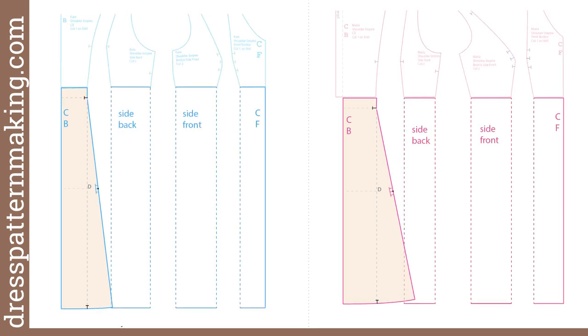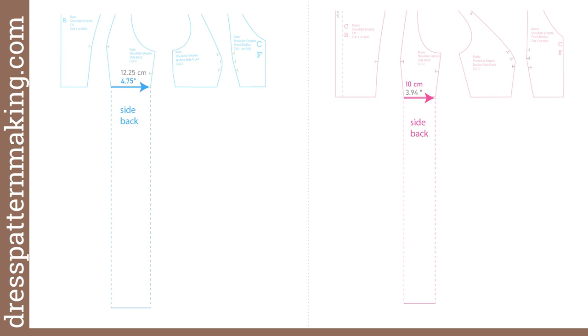Next we'll draft the side back. So to draft the skirt side back, start with drawing a rectangle. The width of the rectangle is the measurement of the bodice side back at the Empire line.